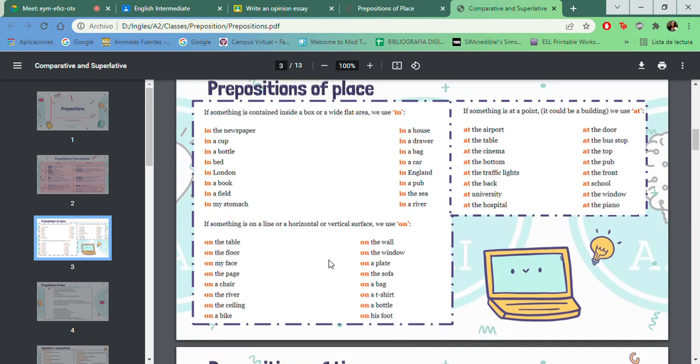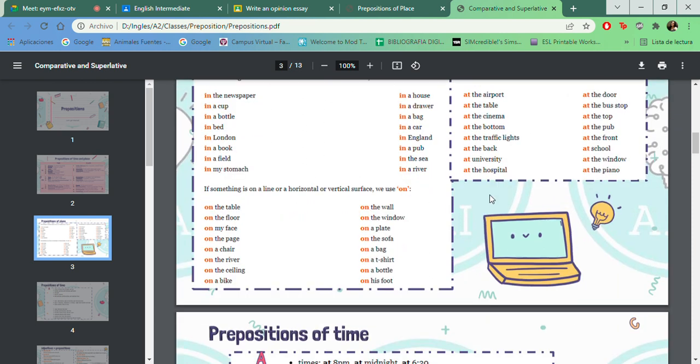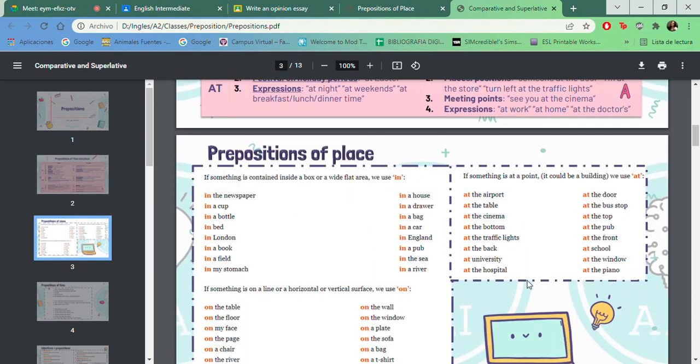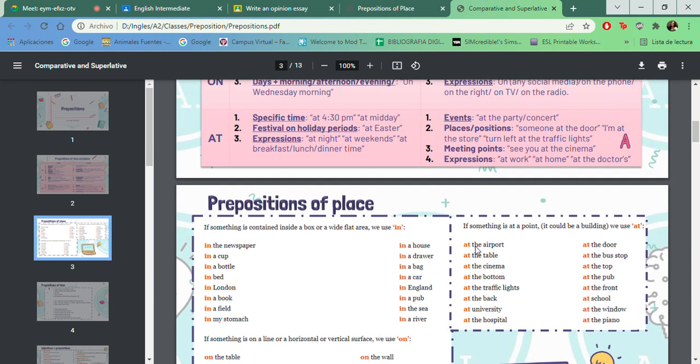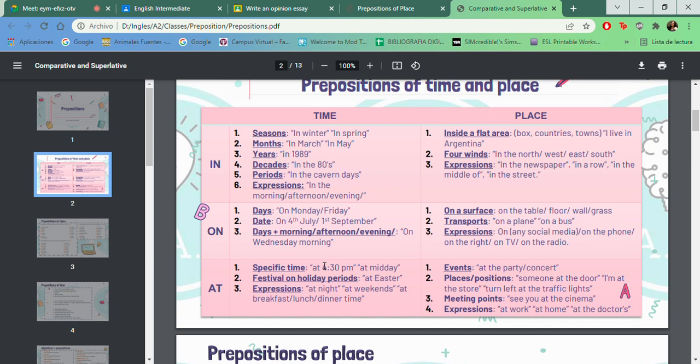Great, so here we have all these different prepositions, right? Great, these are prepositions of place and how we use them, with specific examples. But these are the general rules. There are some exceptions, of course.